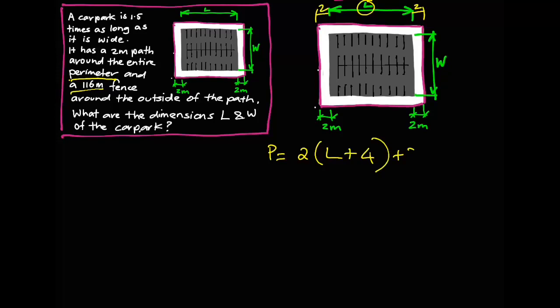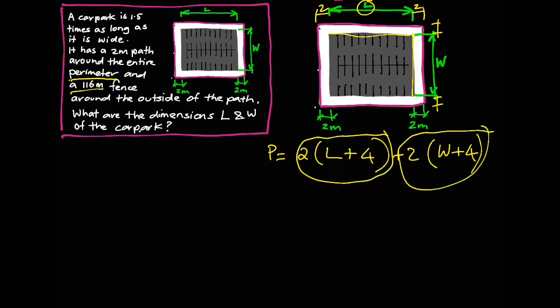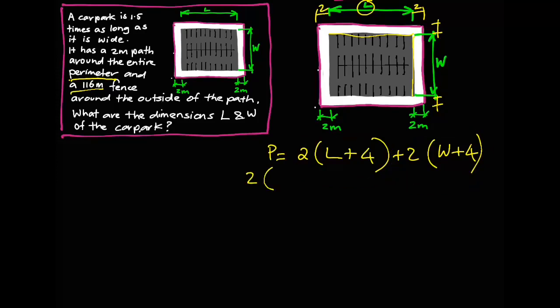plus 2 times W plus 2 plus 2, which is plus 4. Because as you know, the perimeter is 2 times the length plus 2 times the breadth. So we know that 2L plus 4 plus 2W plus 4 is equal to 116.